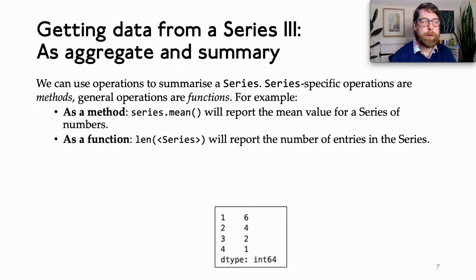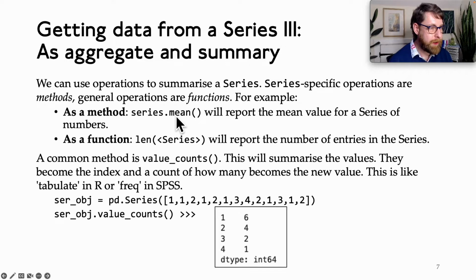So you can get data from a series. You can get it as an aggregate or a summary. And here I want to point out the difference between a method and a function. The series has a lot of methods, and methods are properties of the series object. If you look in the code, you can actually see how it's defined as a class Series, and then underneath are a whole collection of things that you can do to a series. And so you might say series dot something.